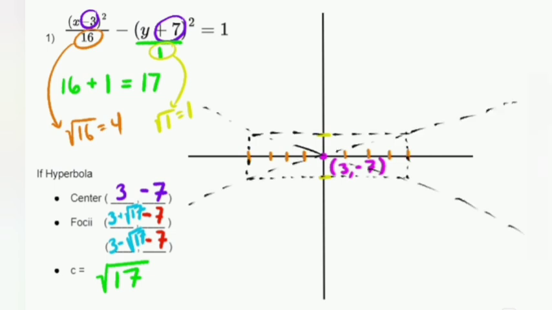Because it's a hyperbola, I need to make a box. So I stretch the box 4 on each side and 1 up and down. Then I make the diagonals through the box. Now I'm ready to graph.